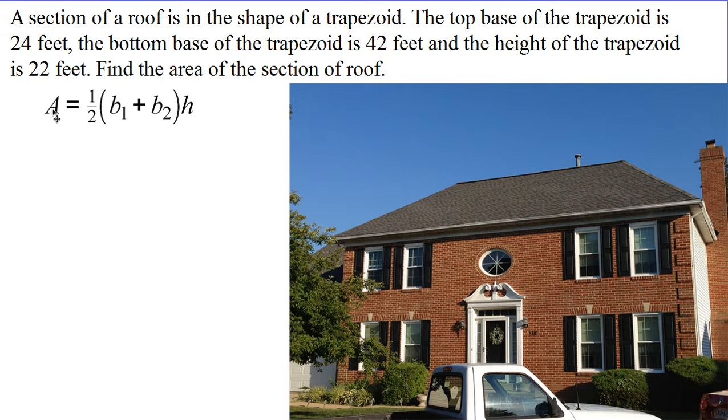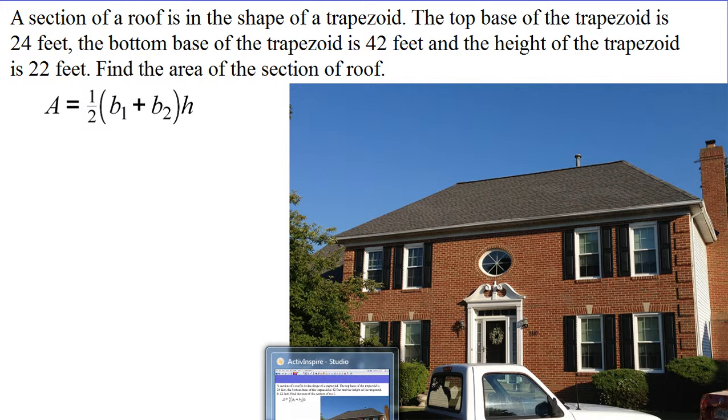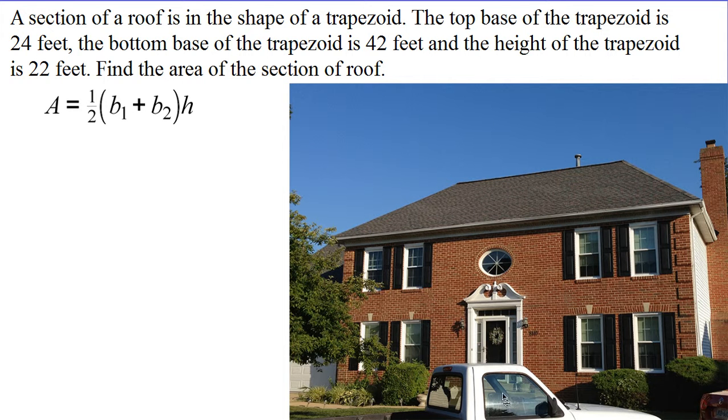First of all, I should have the representative descriptive formula for the area. So this is a trapezoid on the roof, so I'm going to write the trapezoid's formula. So here's the problem that we're going to process. A section of roof is in the shape of a trapezoid. The top base of the trapezoid is 24 feet. The bottom base of the trapezoid is 42 feet, and the height of the trapezoid is 22 feet. Find the area of the section of roof.